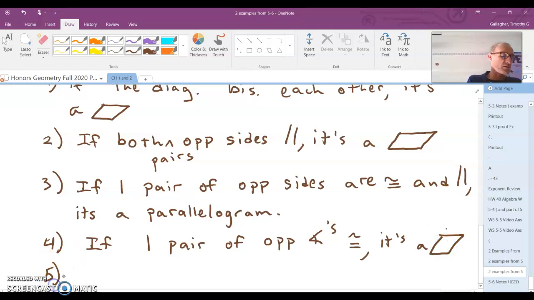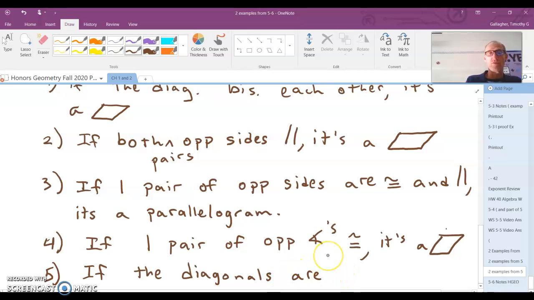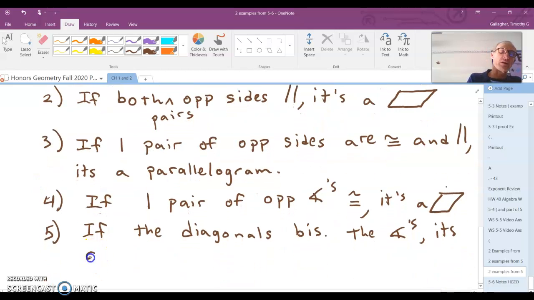And the 5th statement says if the diagonals bisect the angles, it's a parallelogram. Okay, so which one of these is not true?